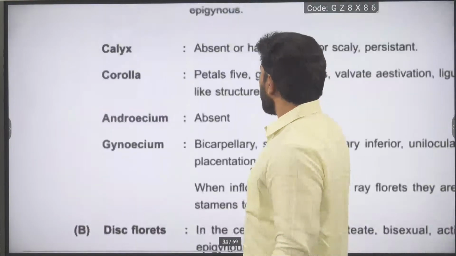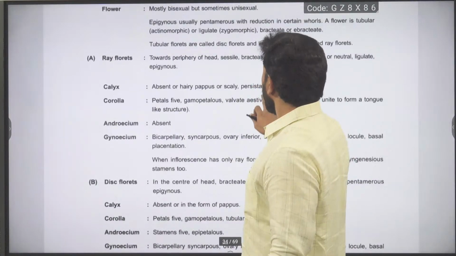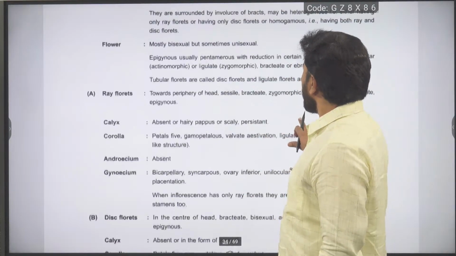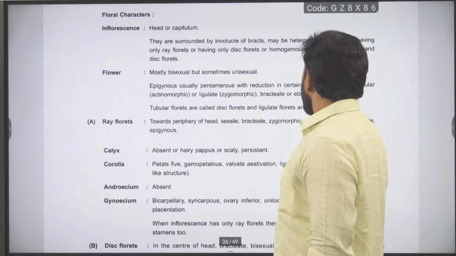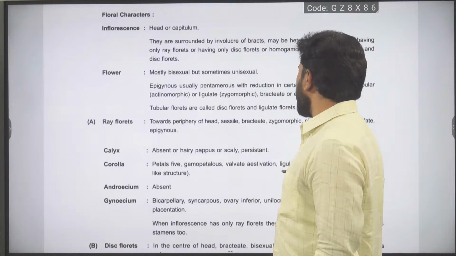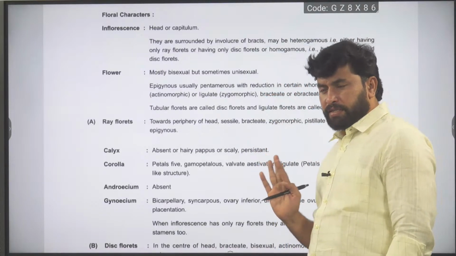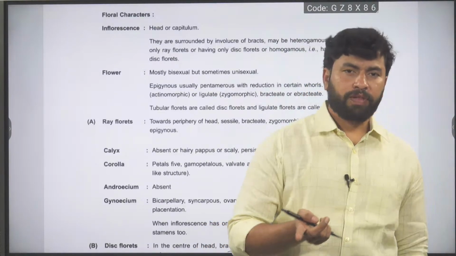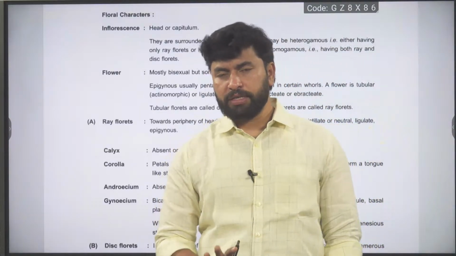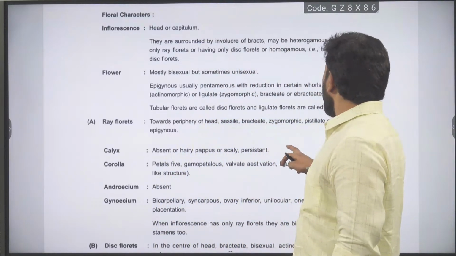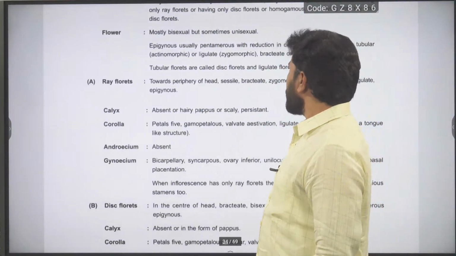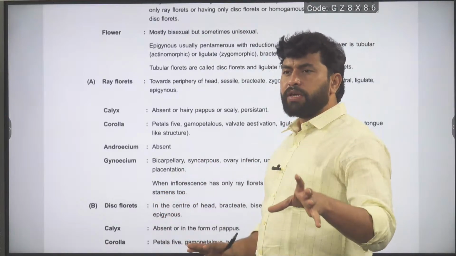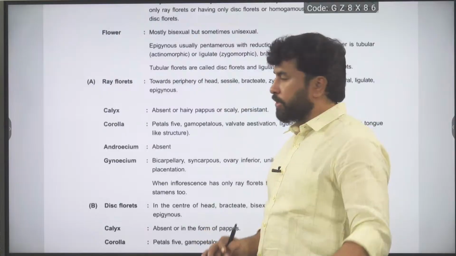First we are talking about the floral characters in the flower. Mostly bisexual. They may be heterogeneous, or having only ray florets or only disc florets. That's called only one type of floret, homogeneous. Two types, heterogeneous. The best example of a heterogeneous head is sunflower. The best example of a homogeneous head is marigold, or Tagetes, having both flowers, mostly bisexual, sometimes unisexual. Sometimes ray florets become unisexual. Usually disc florets are bisexual.